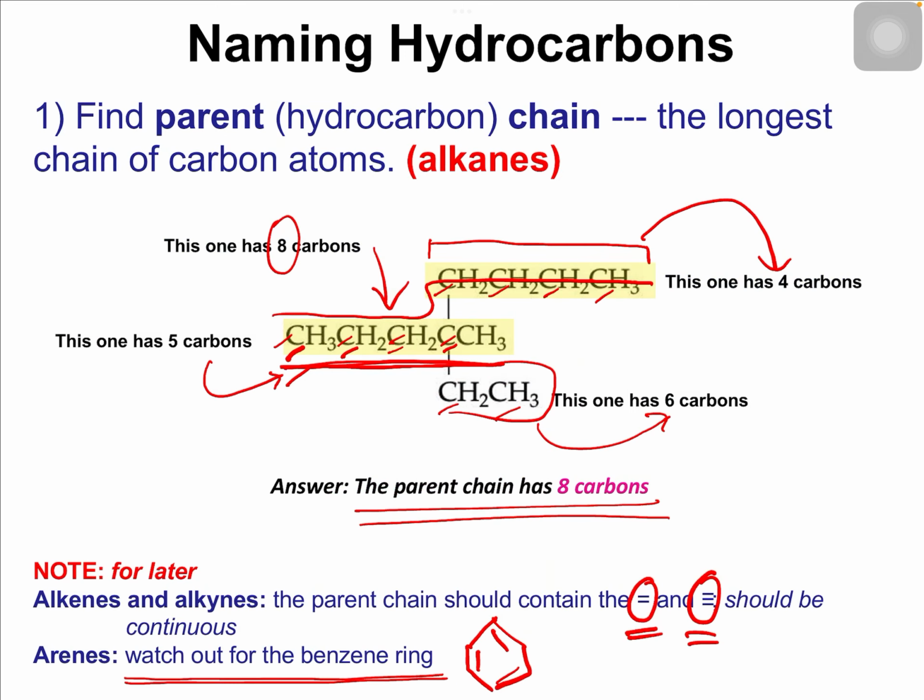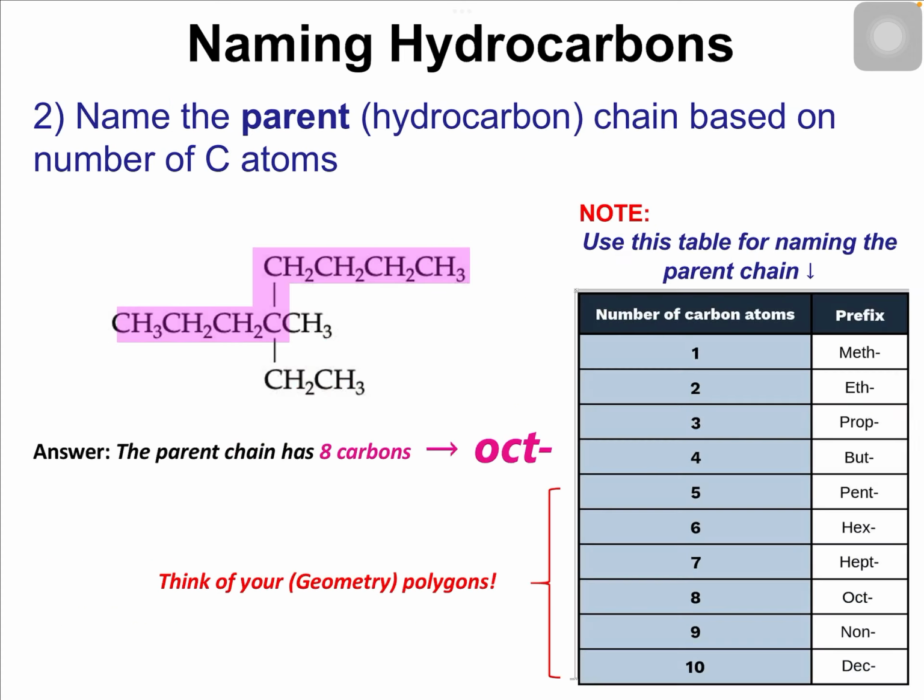Okay. Ngayon, nahanap nyo na yung parent chain, ngayon ay bibigyan nyo naman siya ng pangalan. So, number 2 rule is to name the parent chain based on the number of carbons. So, ito yung example natin kanina, and sabi nga natin, may 8 carbons doon sa compound. So, yung 8 carbons na yun, bibigyan natin yun ng prefix. Okay? So, there's a table here sa inyong right side. You use this table for naming the parent chain based on the number of carbons, based on the prefix.